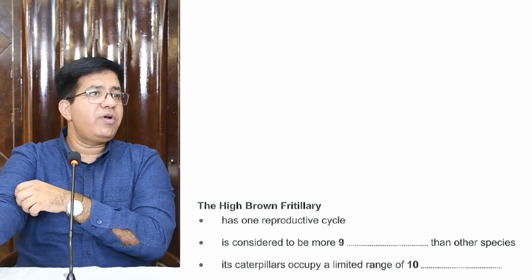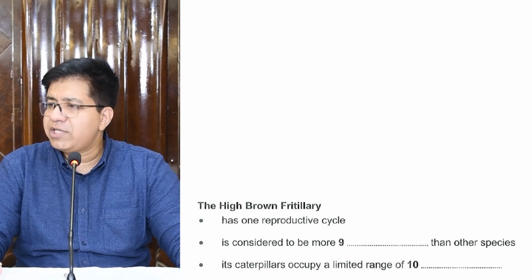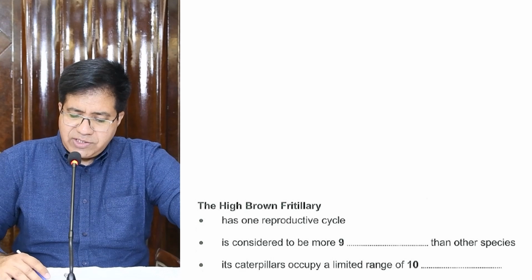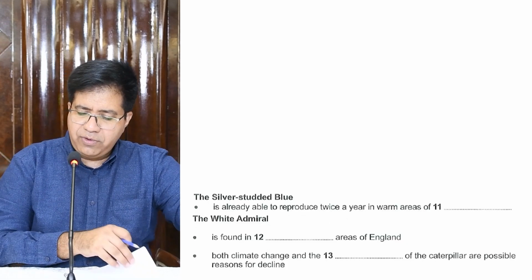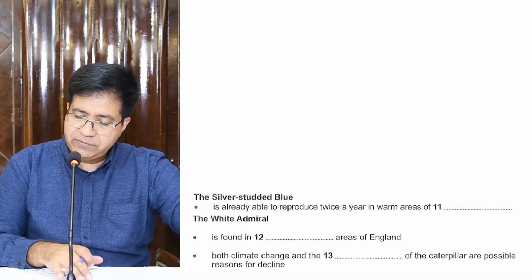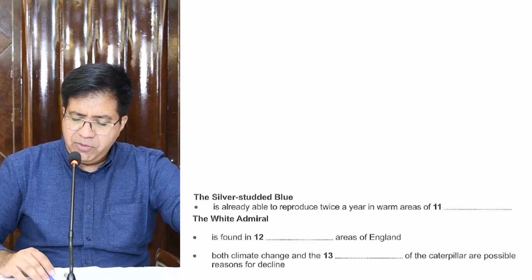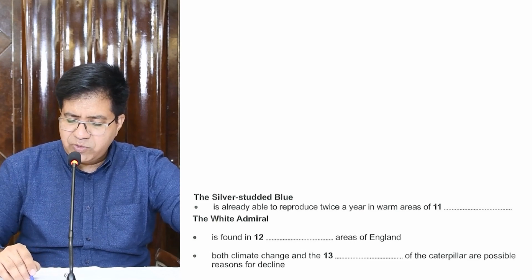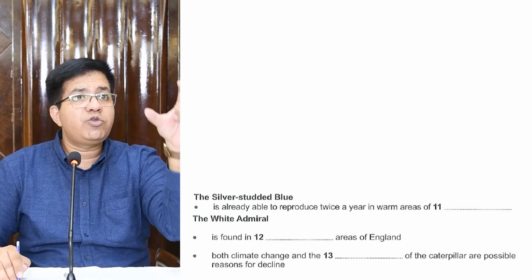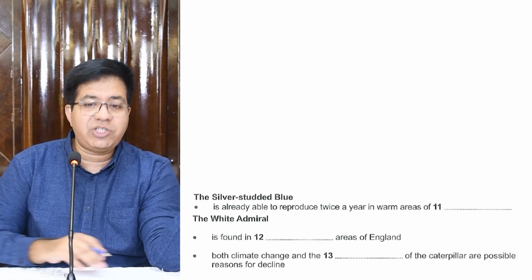And these words tend to repeat a lot in IELTS. Endangered, habitat, global warming, climate change and all that. After solving 8 to 10 tests, you'll be good. Next, silver studded blue. Where is silver studded blue? Second last paragraph. So, question number 11. Silver studded blue is already able to reproduce twice a year in warm areas of, now the answer is going to be a location, like warm areas of Pakistan, warm areas of Asia.